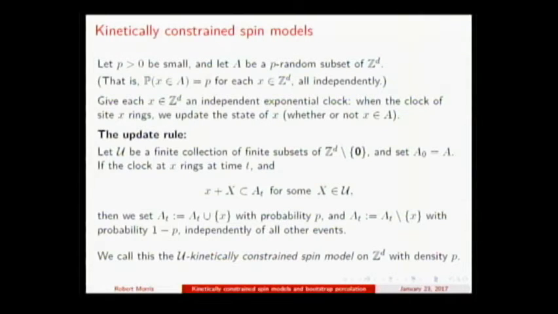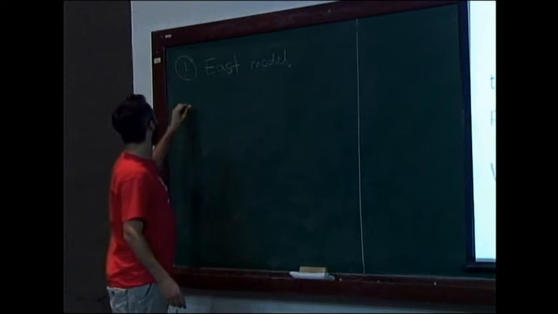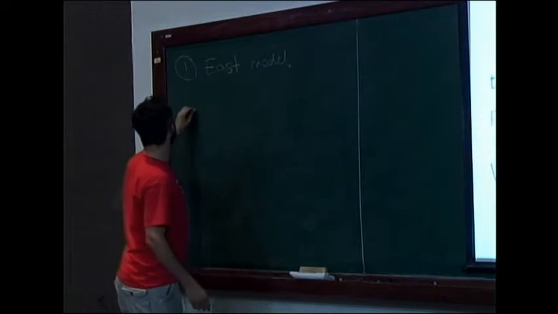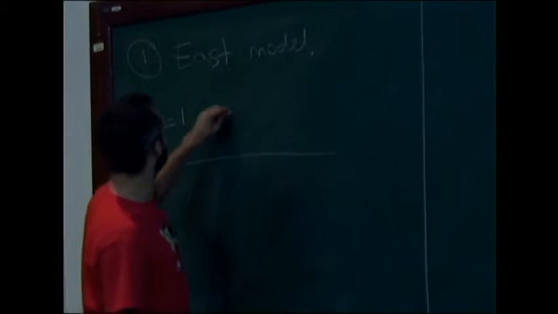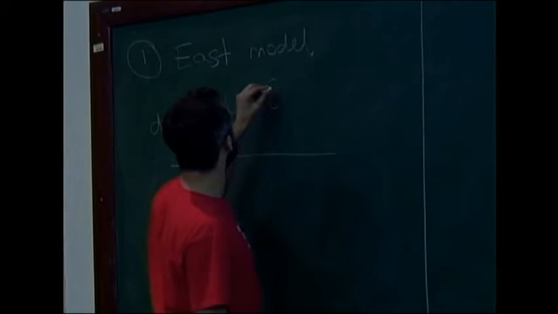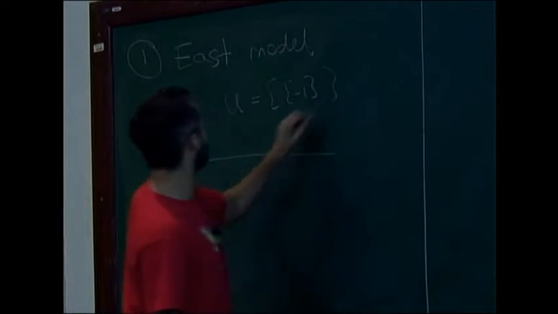Some examples of families that you should think about. In the general case, it's a bit hard to think about. So let me give you some special cases. I was hoping to fill the entire board with these, but there's not as much space as I thought. So example 1 is the East model, which I'll talk about a bit on the next slide. And that has the family, this is in one dimension, and the set U is equal to a single set, which is the single set {-1}.